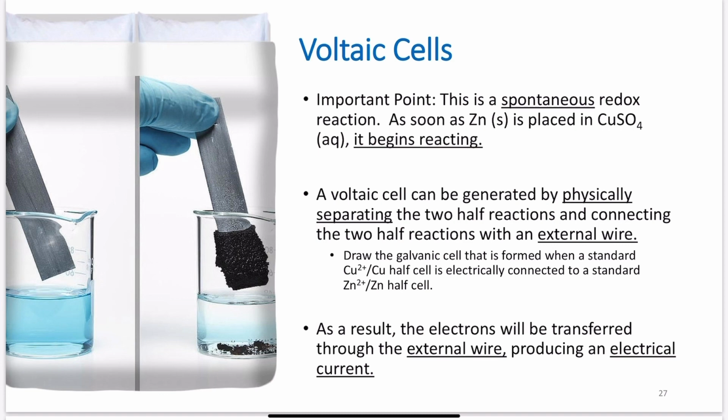Zinc immediately starts getting oxidized, meaning the zinc is immediately going from solid zinc form or phase to zinc 2+ in solution. So it's immediately losing electrons. The copper ions in solution immediately start accepting those electrons and reducing down to copper metal. And we can see in the picture here, the solution gets lighter and lighter because there's less copper in solution.